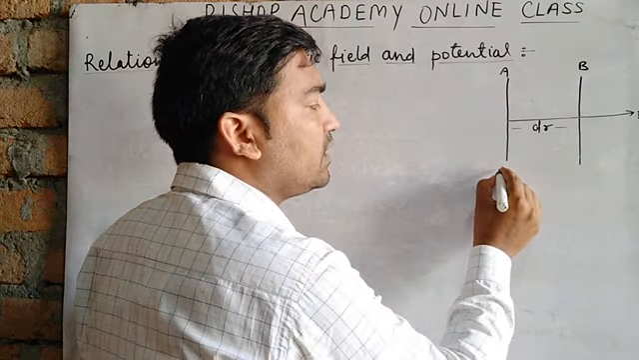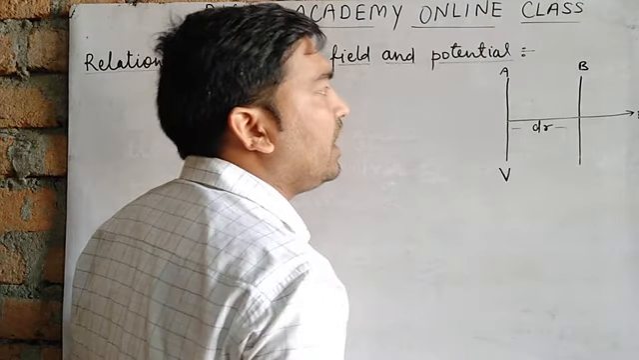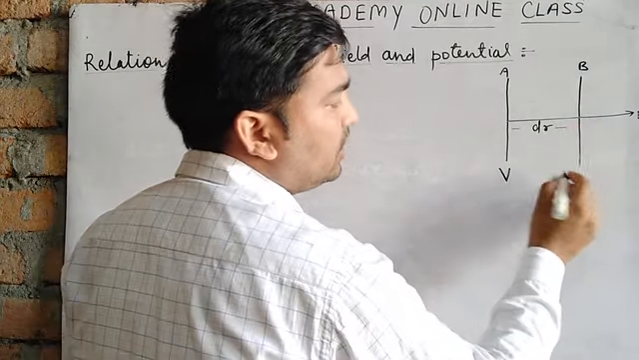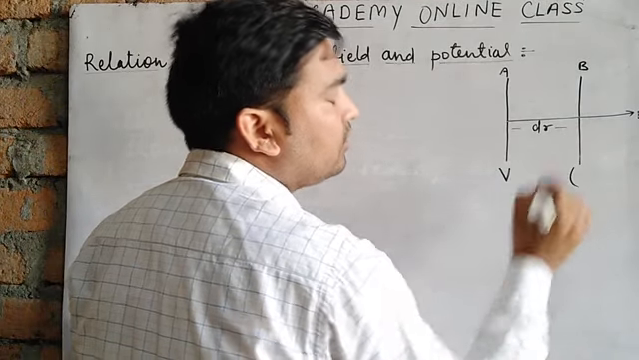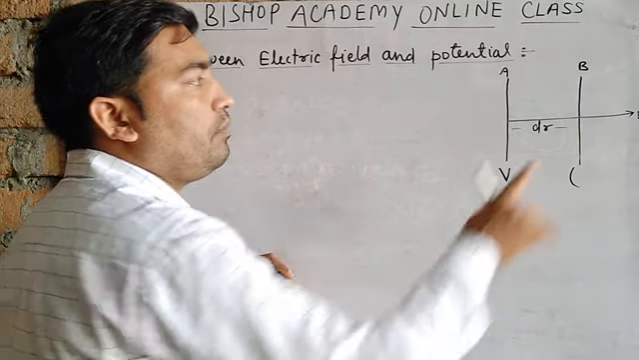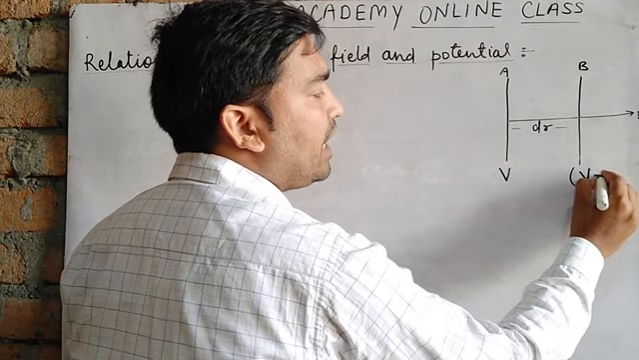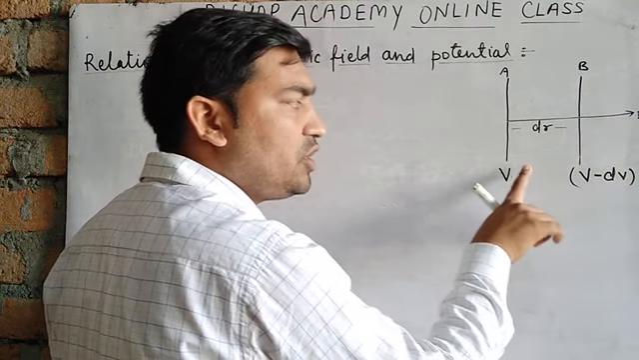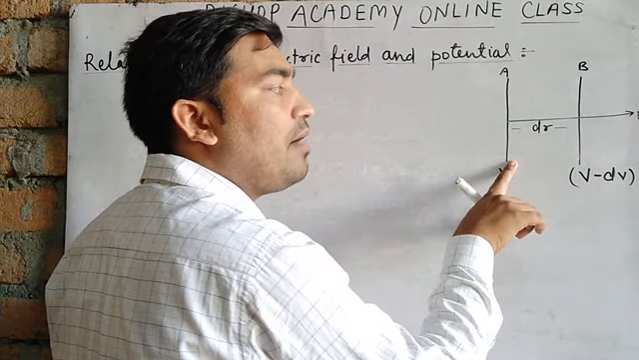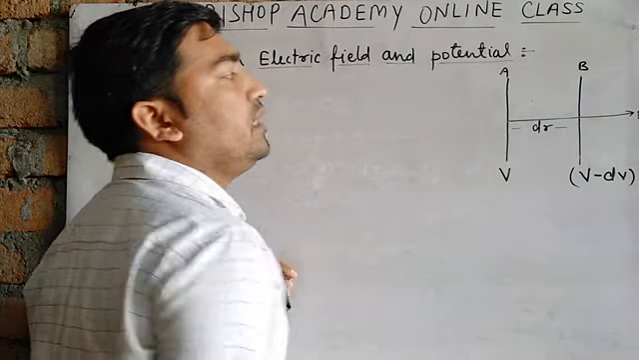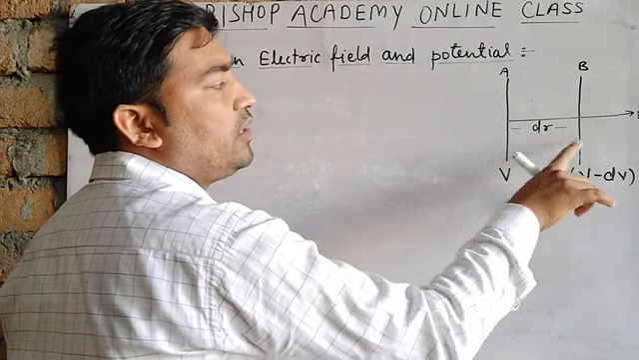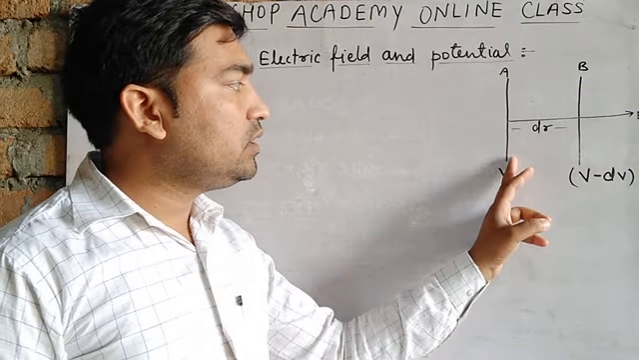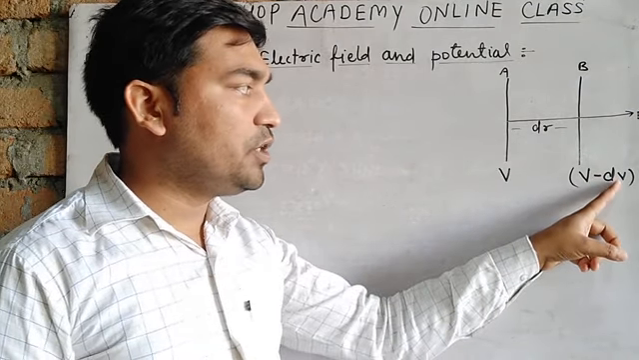Now consider that the potential at plate A is V and the potential at surface B is V minus dV, where dV is the change in potential when we go from A to B. When we go through the distance dr, the change in potential is dV.